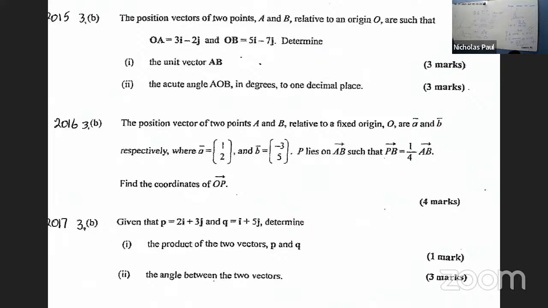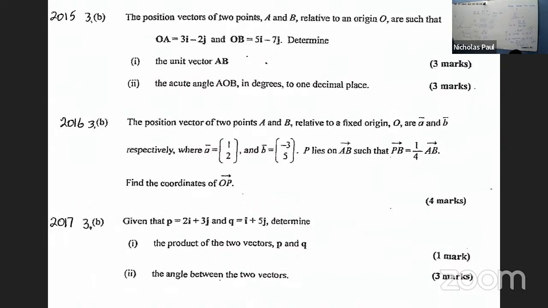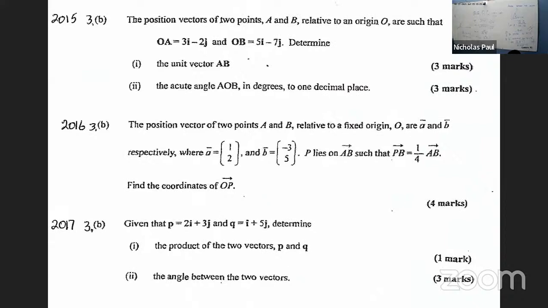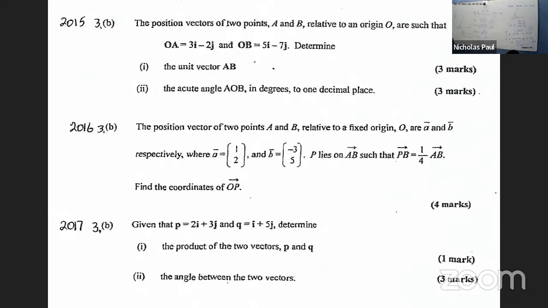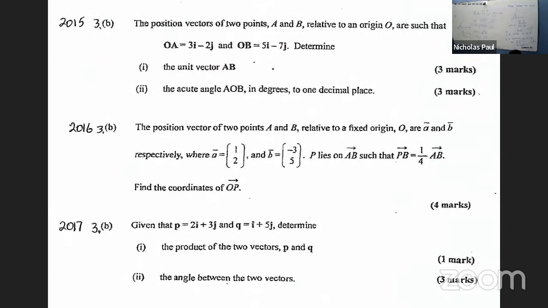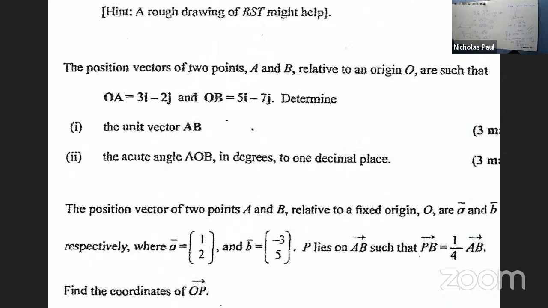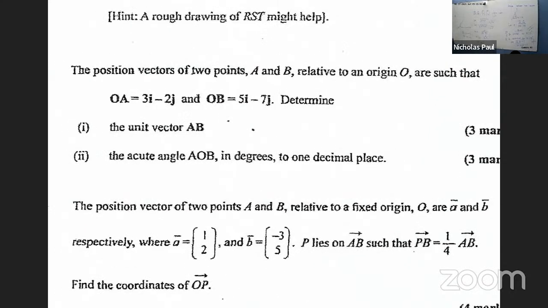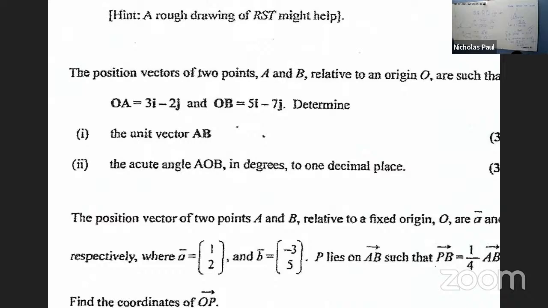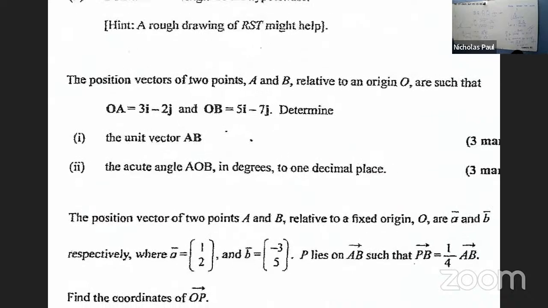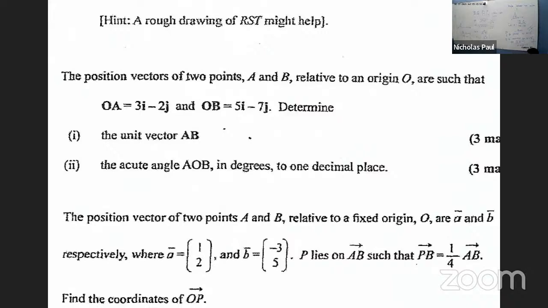Right, we are doing the first one now. Try 2015, number 3b. I'm just going to zoom in on it a little bit, right? Thanks, Elizabeth. Find the unit vector and then find the angle. That's 3 marks each. Let's see if we can get them.